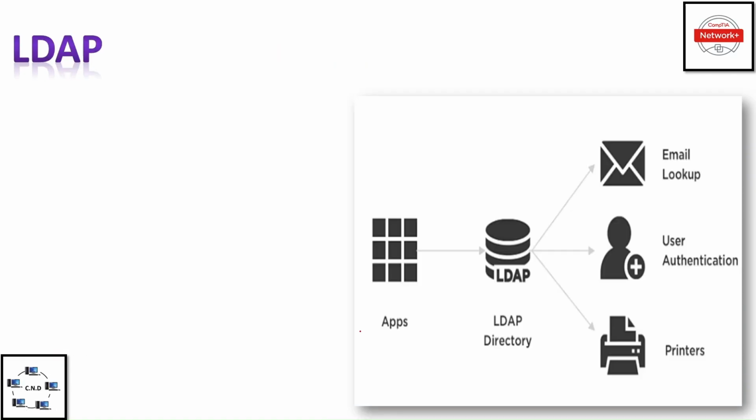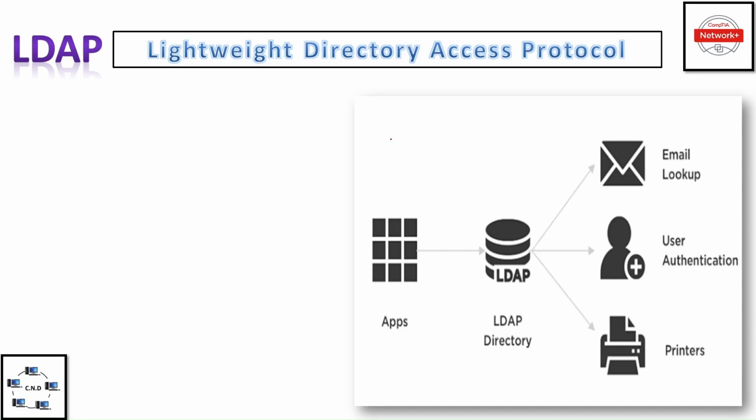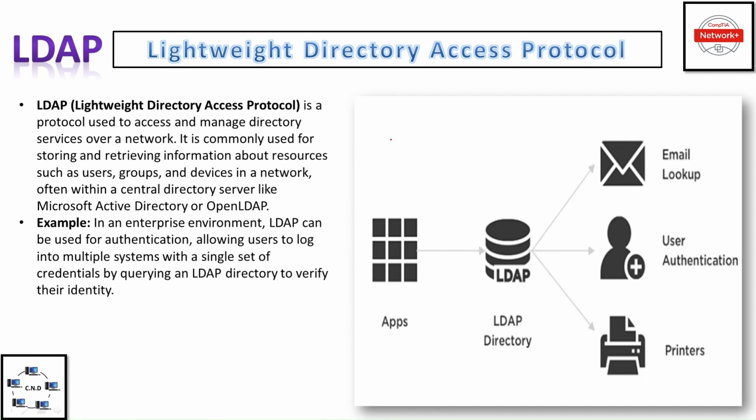LDAP, that is Lightweight Directory Access Protocol. So LDAP, Lightweight Directory Access Protocol, is a protocol used to access and manage directory services over a network. It is commonly used for storing and retrieving information about resources such as users, groups, and devices in a network, often within a central directory server like Microsoft Active Directory or OpenLDAP.